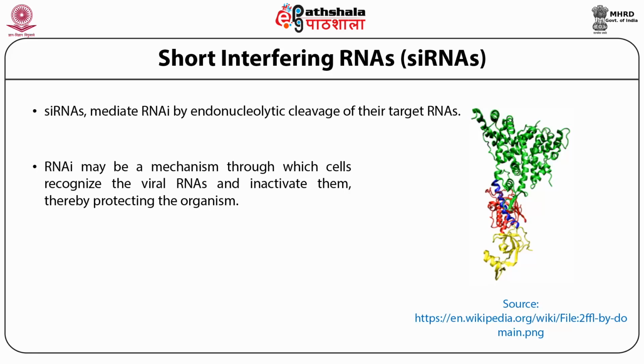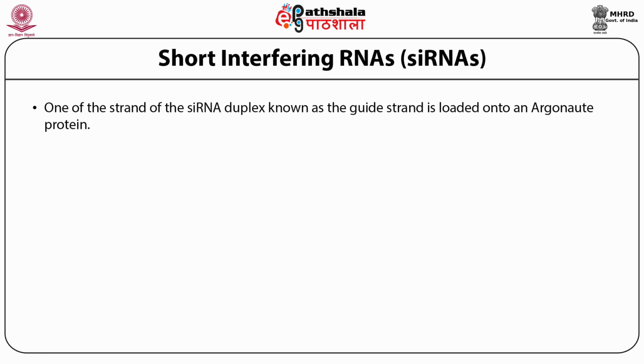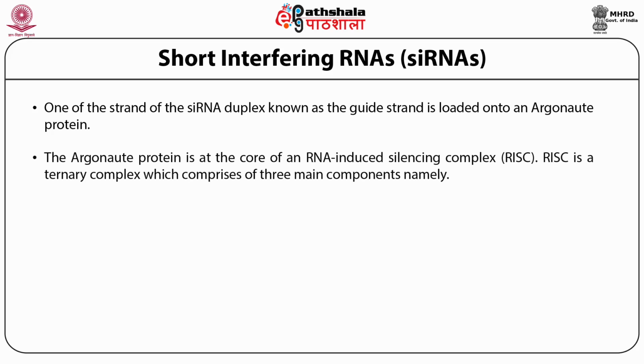immunity. Within the cell's cytoplasm, the endonuclease Dicer recognizes the double-stranded RNA molecules and cleaves them into shorter siRNA molecules of length ranging from 21 to 25 nucleotides with a 2-nucleotide overhang at the 3' end. One of the strands of the siRNA duplex, known as the guide strand, is loaded onto an Argonaute complex. The Argonaute complex is at the core of an RNA-induced silencing complex known as RISC.